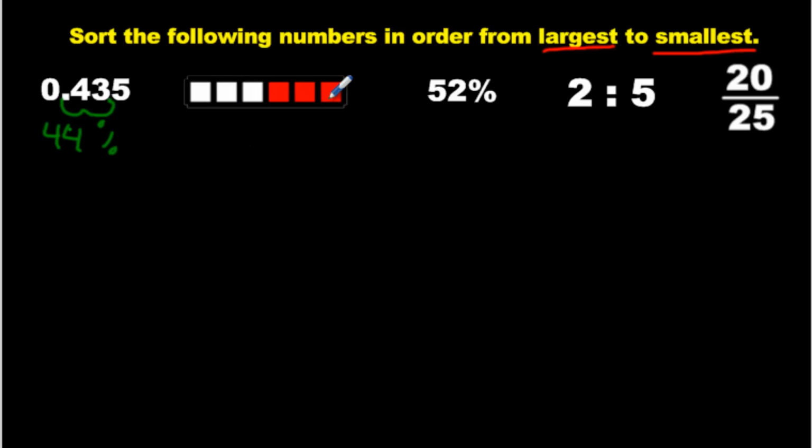How about this one? This is what? This is 3 colored out of 6. 3 out of 6. Oh my God, what do we do? Look, take your calculator, divide these two. If you do that, 3 divided by 6, you're going to get decimal .50. Yes, that's 50%. Move the decimal. So this makes 50%. This is 52%.